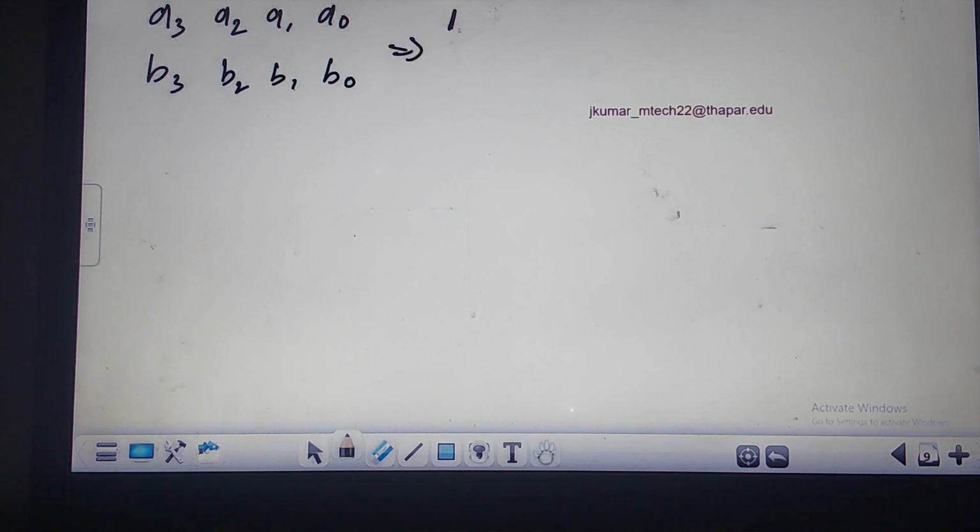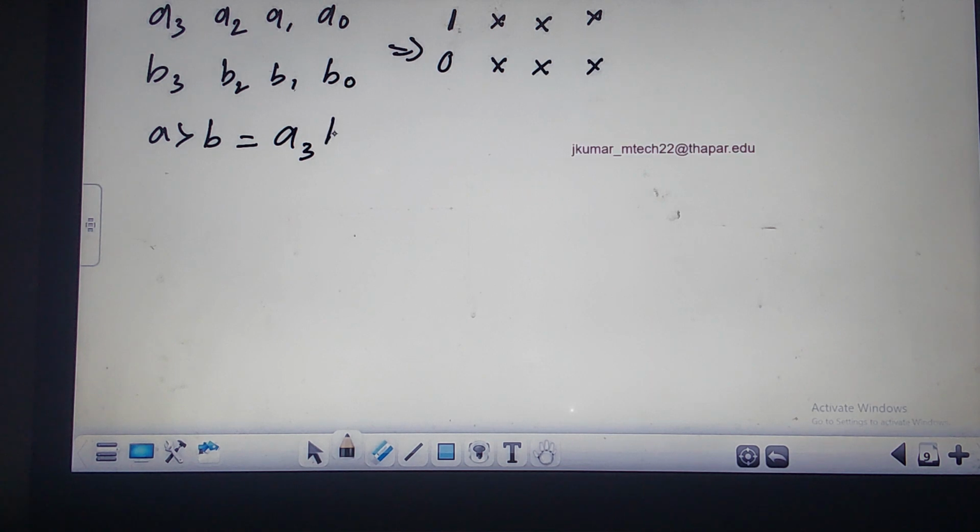If my MSB bit is 1, A3 is 1, irrespective of A2, A1, A0, and if this is 0, irrespective of B2, B1, and B0, always I can say A is greater than B. If I write A greater than B, one condition is: A3 is 1 and B3 is 0, irrespective of A2, A1, A0. This is A greater than B.